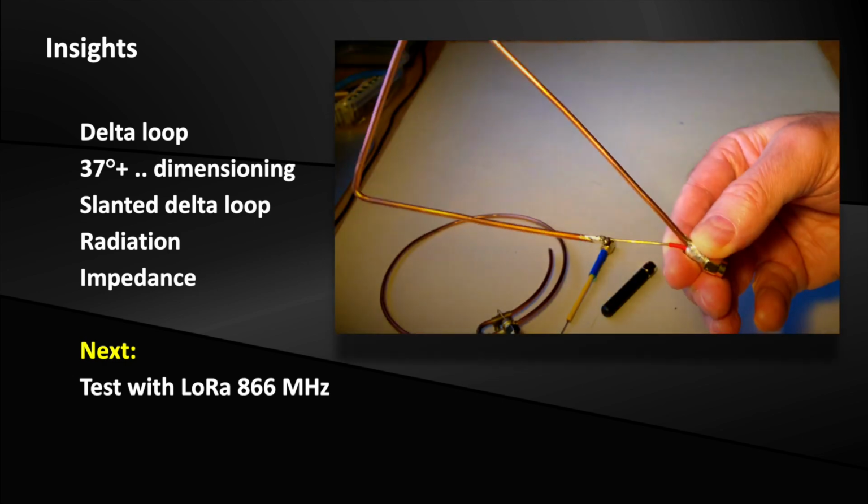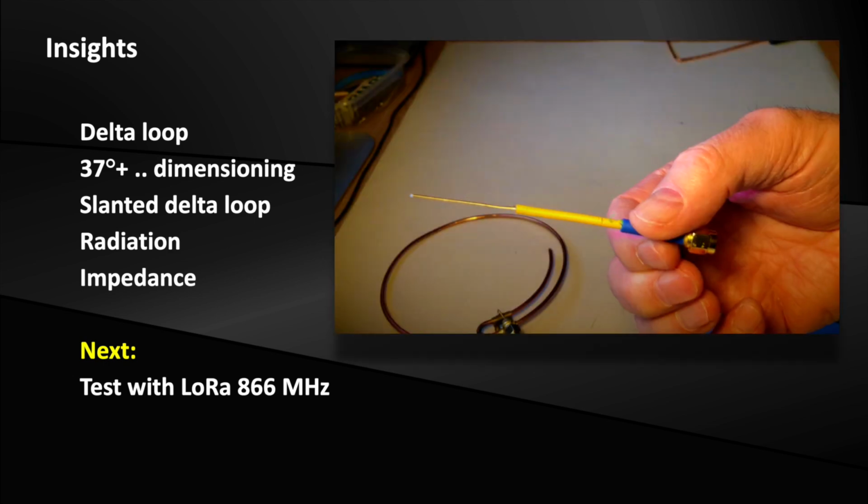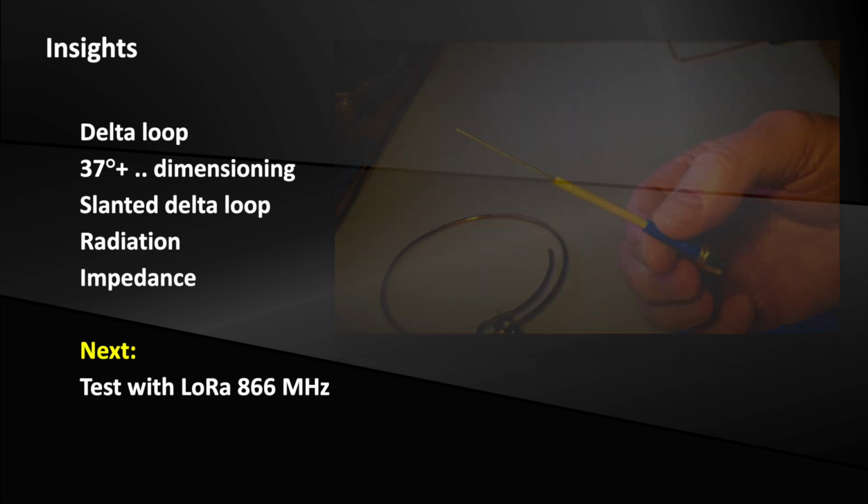We will build the delta loop for 866 MHz to compare it with other antennas.